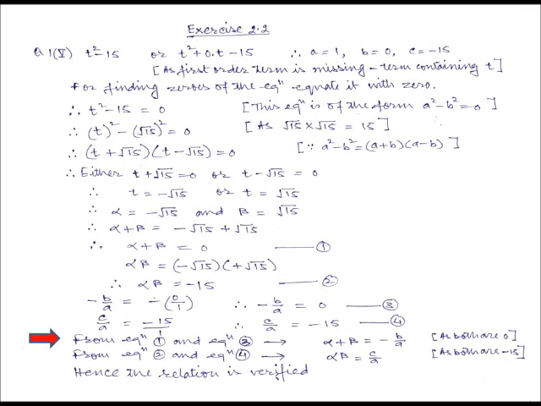From equation 1 and equation 3, we find that the right hand side of both the equations is equal to 0. Therefore, alpha plus beta is equal to minus b upon a. And on comparing equation number 2 and 4, we find that the right hand side of both the equations is equal to minus 15. Therefore, alpha into beta is equal to c upon a. Hence, the relation is verified.